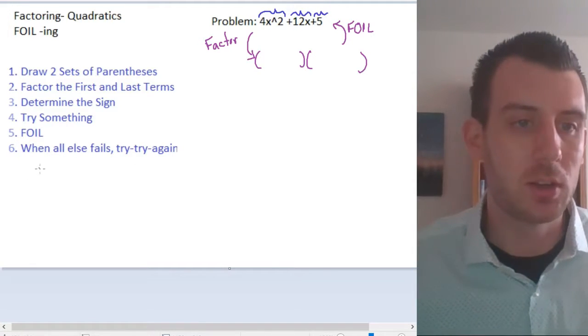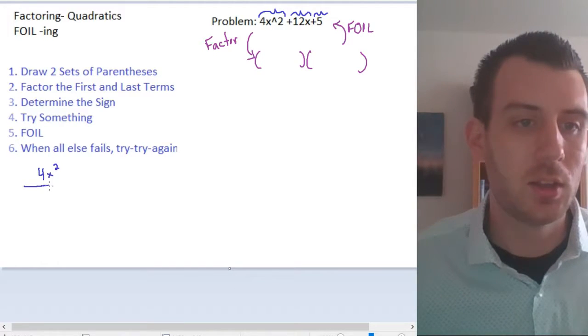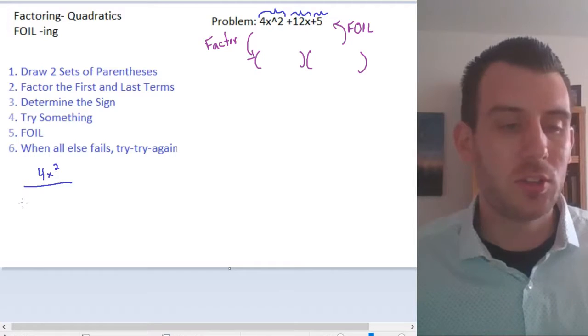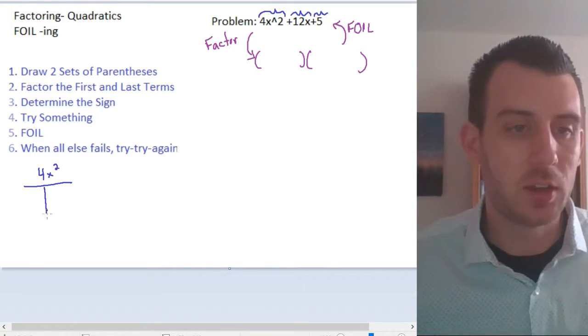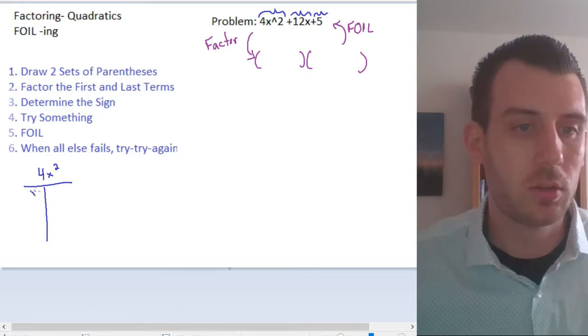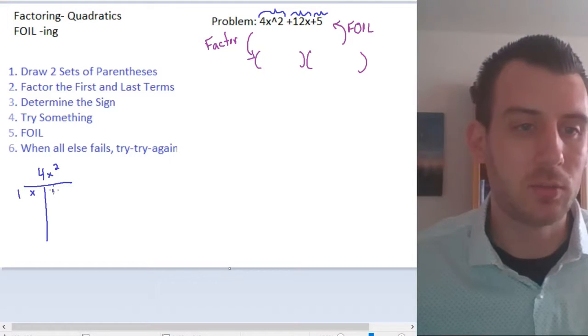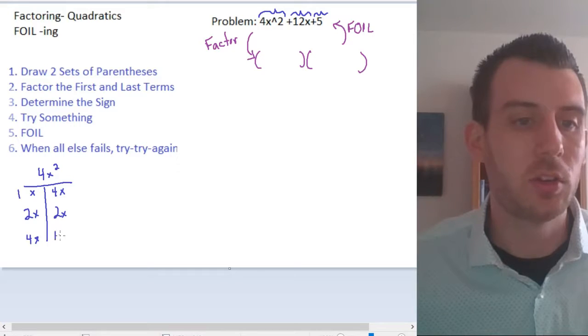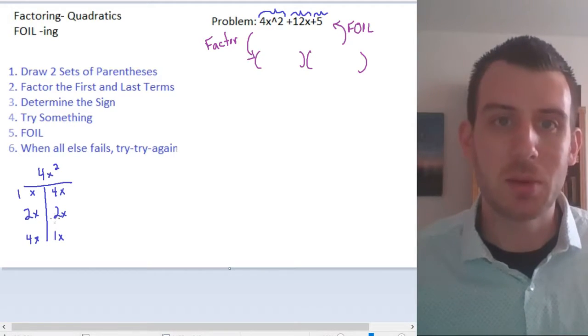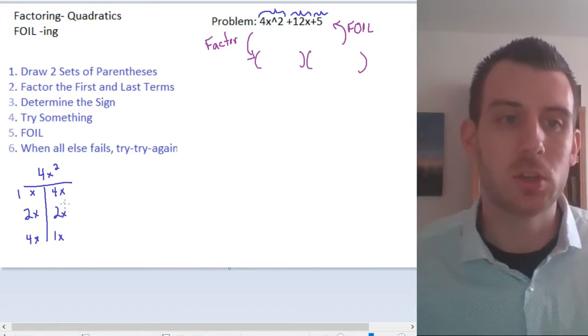So if I was going to come down here and break apart the 4x squared, well, I want to look at something that is going to be even. So let's put the x in both sides. And let's maybe say what all can multiply. Well, maybe like a 1x and a 4x, a 2x and a 2x, and lastly a 4x and a 1x. All of these, when multiplied together, are going to get me back to that 4x squared. This is my factoring of the first term.